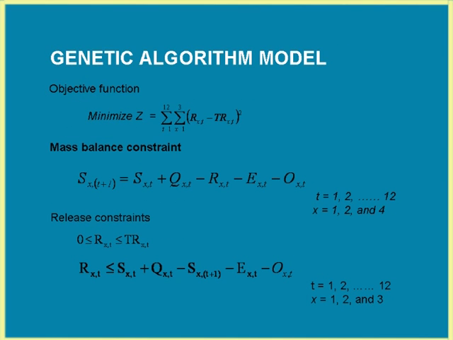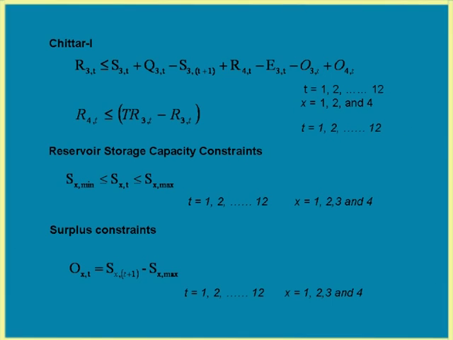This is the same objective function, but the constraints are different. The main constraint difference is in the mass balance as well as the release constraints. Particularly for the reservoirs which are in parallel, you have to account for the release and surplus from the upstream reservoir. So with this setup, the initial search was carried out.